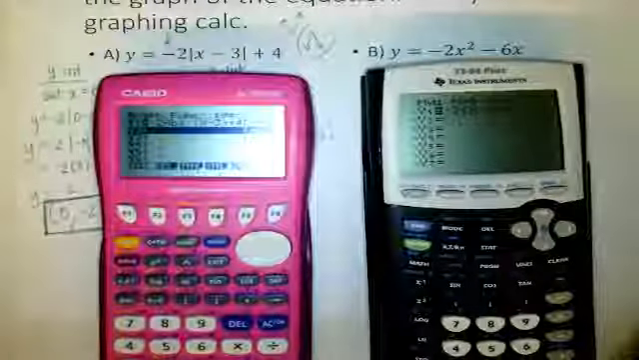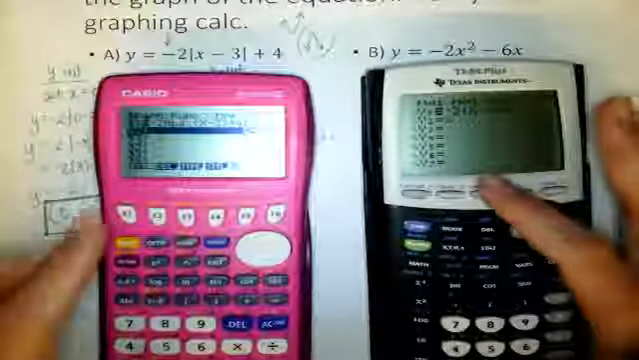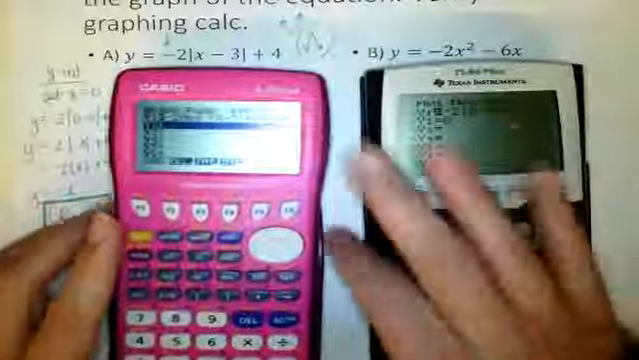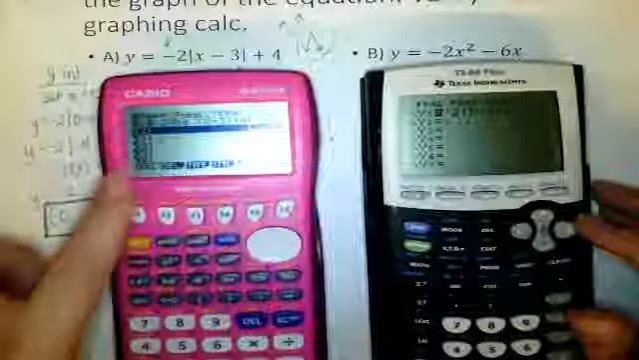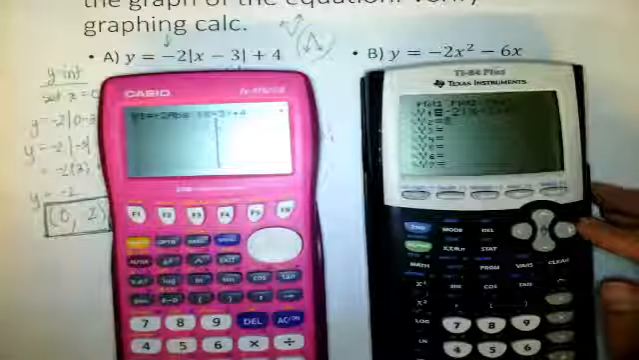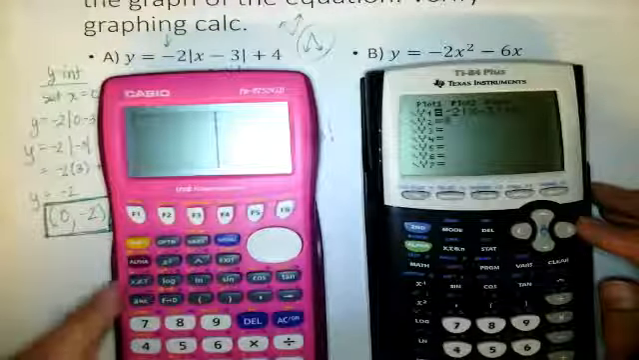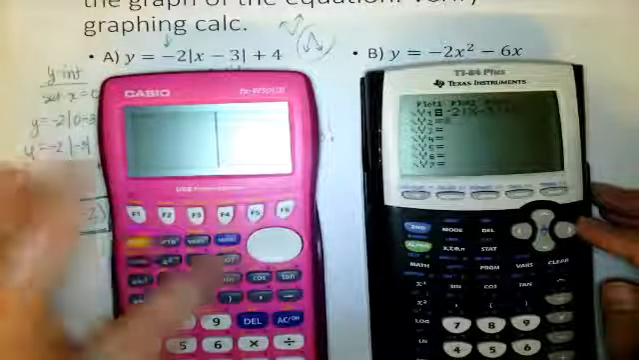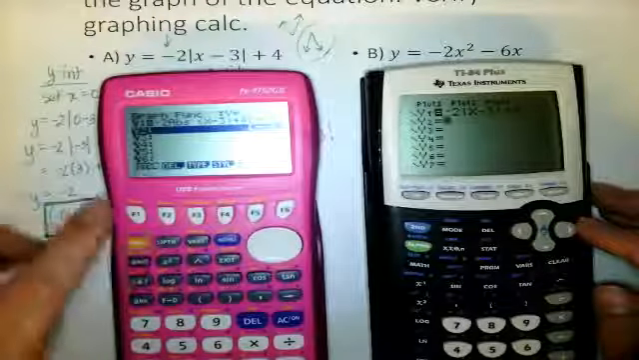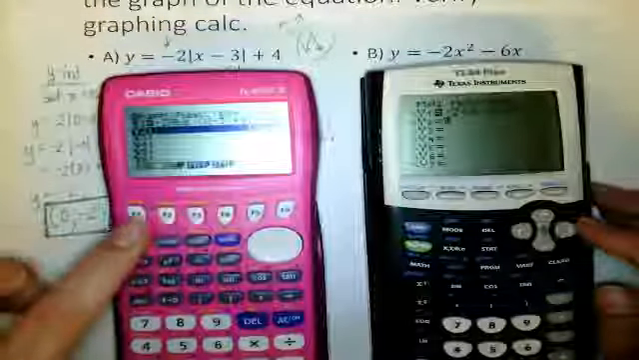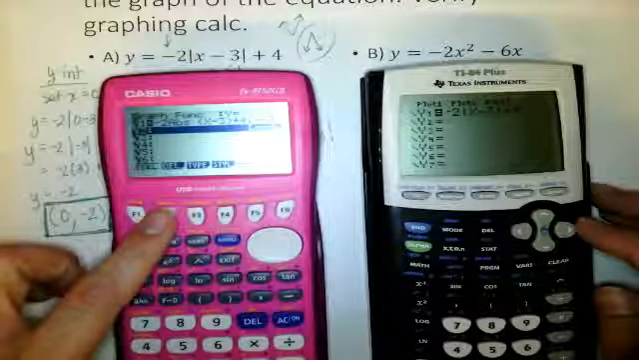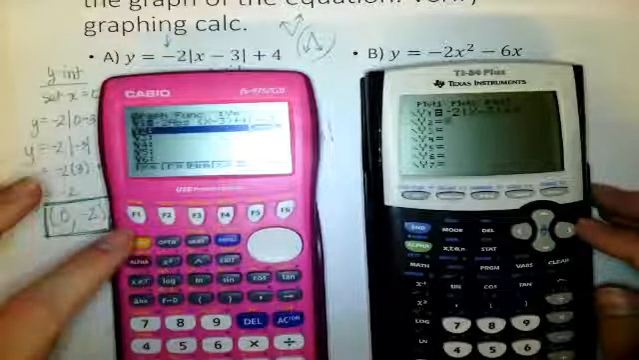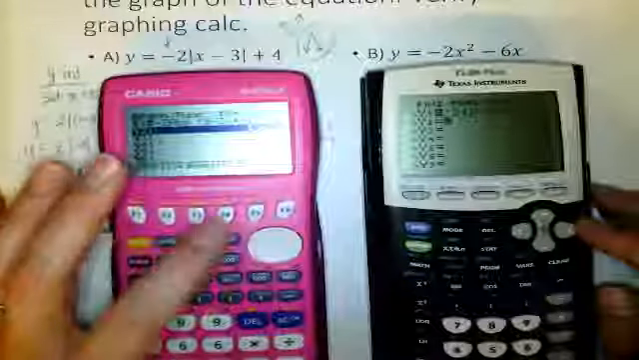Okay. Then for the TI people, well, for Casio, you really just have to press draw. That's not a great picture. Let me see if I can do something else. Zoom.